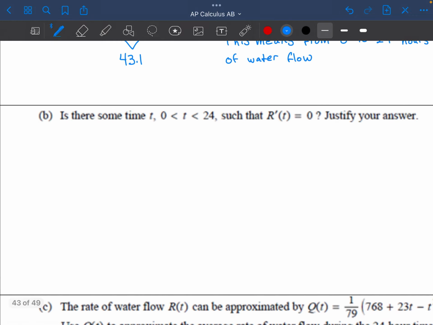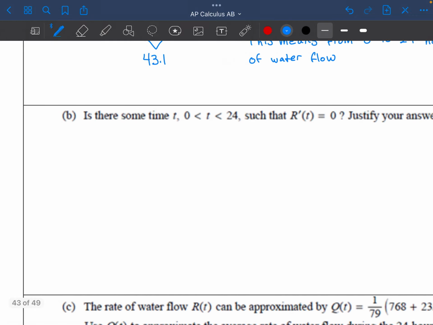You need to list out what is mean value theorem. Usually it's f prime of x, but in this case we have an r prime of t. So I'm going to just go ahead and say, yeah, r prime of t. So r prime of t, that instantaneous rate of change, needs to be equal to r of b minus r of a all over b minus a. We need to find a t that justifies this.